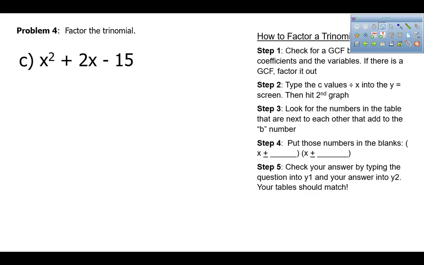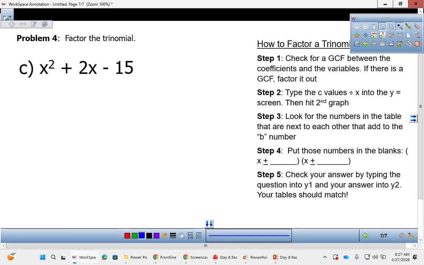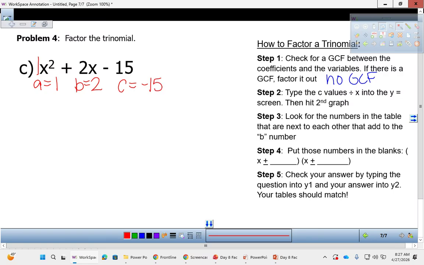Let's look at C. Step 1, we're checking for a GCF. Take my word for it, there is no GCF. All right. Now A is 1, because there's like a 1 in front. B is 2. And C is negative 15. It's a trinomial where A equals 1. We're going to use the A equals 1 method. Okay? The A equals 1 method says we go to the Y equals screen and we do the C value, which is negative 15 divided by X.